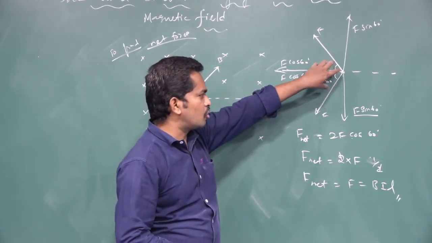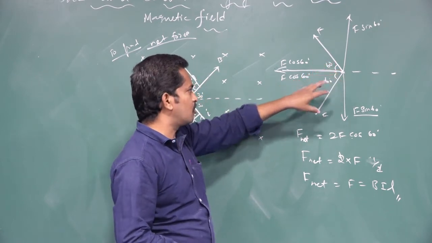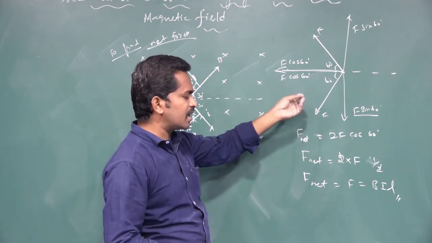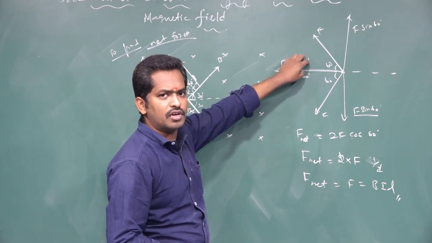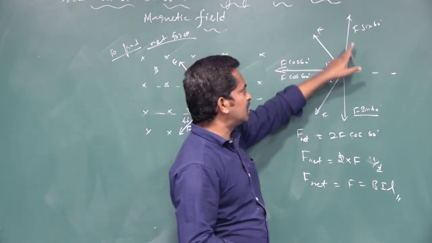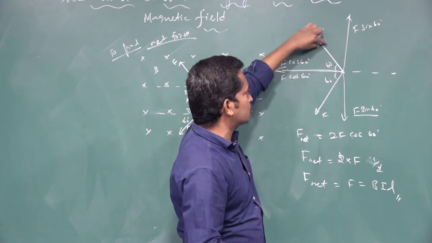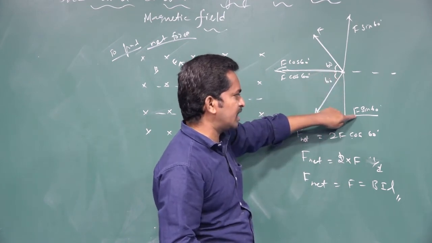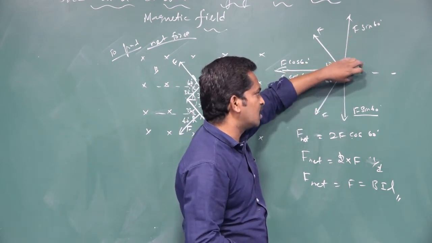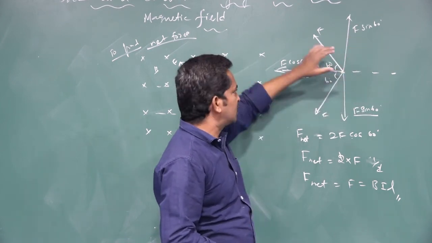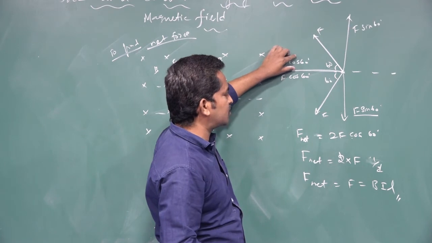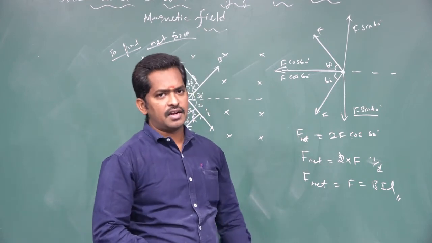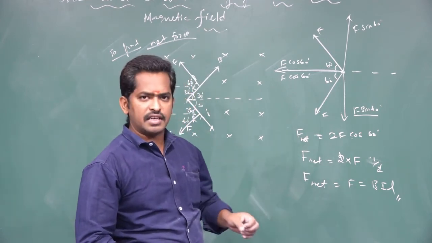The free body diagram plays a very important role in this problem, because the free body diagram should have the correct components of force. The F sin 60 components are equal and opposite, so these two components cancel. So the horizontal components make the resultant force F net equal to BIL, where F is BIL sin theta and theta is 90 degrees.